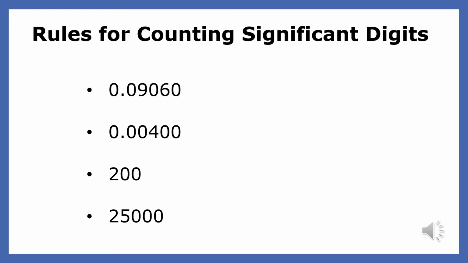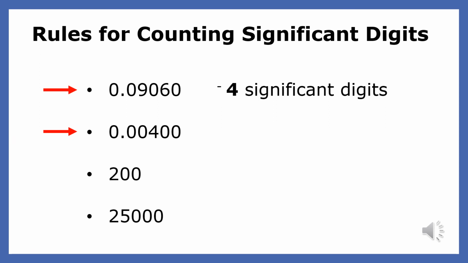So let's finish with 4 more examples. We have 0.09060. This is a decimal. The trailing 0 counts, and the zeros in between non-zero numbers do as well. That's 4 significant digits. Another decimal, trailing zeros count, but we start counting after the leading zeros, which do not count. We don't count the first 3 zeros, so 400, that's 3 significant digits.